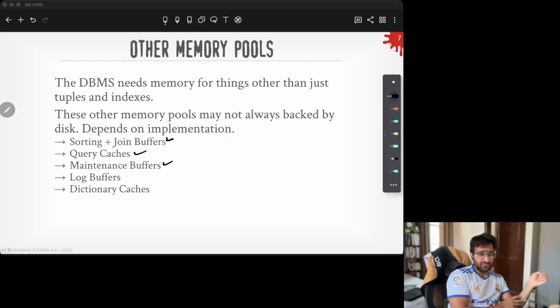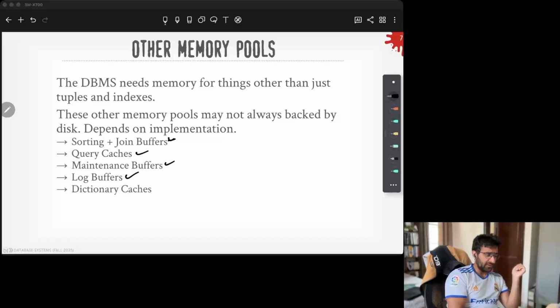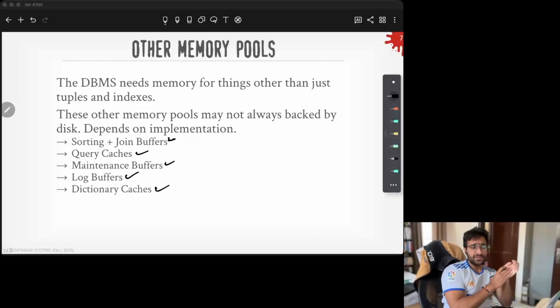So there's the maintenance buffer for that. Then we have log buffers: when you are writing logs out to disk, like a write-ahead log, you might need some storage in your memory. So you have a buffer pool dedicated for that. And then you have dictionary caches.